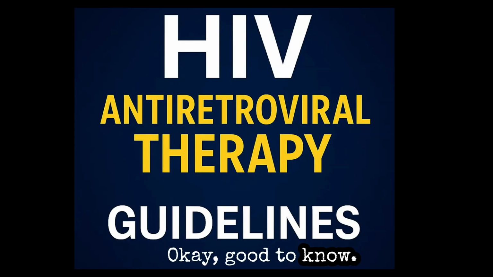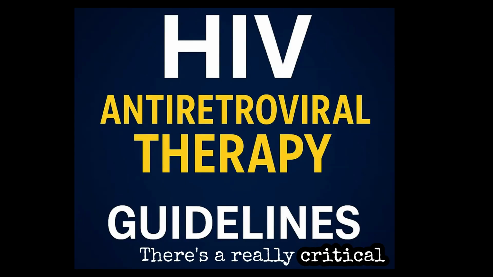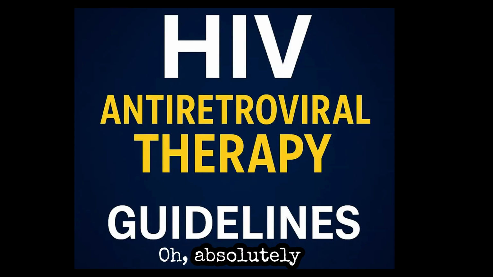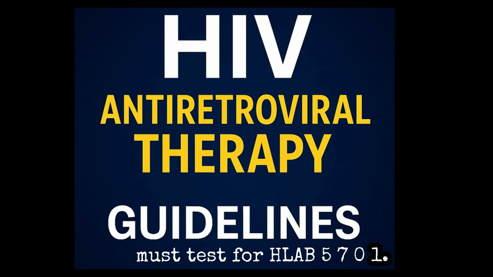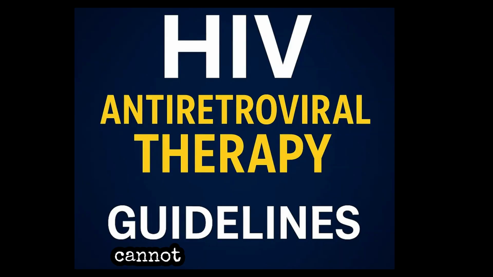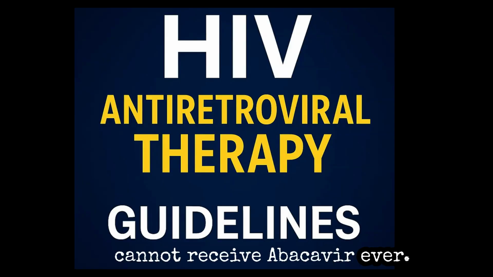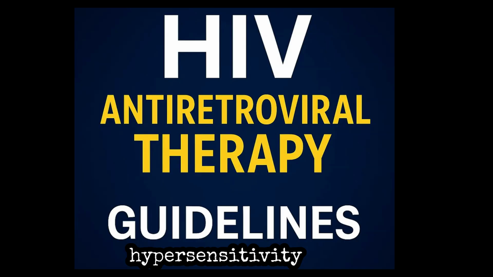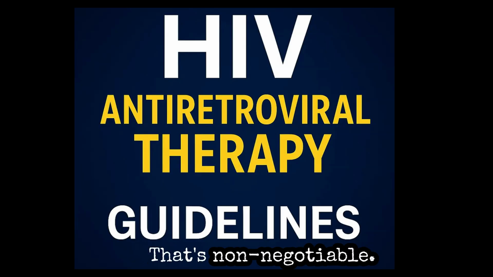Okay, good to know. Next one: dolutegravir, abacavir, lamivudine, DTG/ABC/3TC, Triumeq. There's a really critical screening step needed here, isn't there? Oh, absolutely vital. Before you even think about starting any regimen containing abacavir, you must test for HLA-B*5701. It's a genetic marker. If that test comes back positive, the patient absolutely cannot receive abacavir, ever. The risk of a potentially life-threatening hypersensitivity reaction, or HSR, is just too high. It's a hard stop.